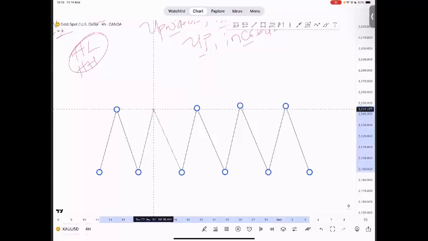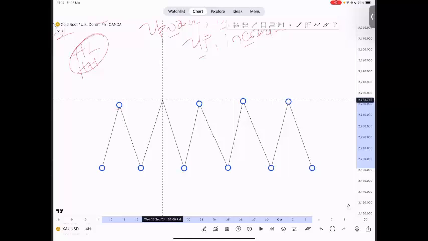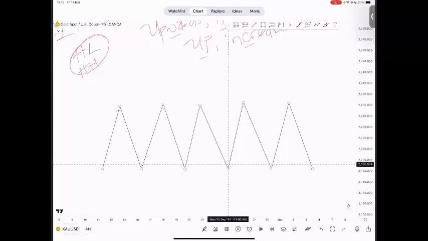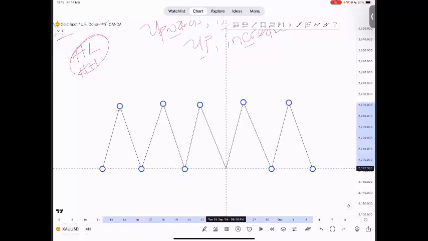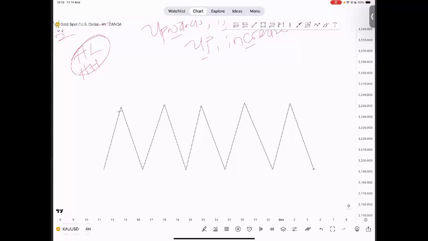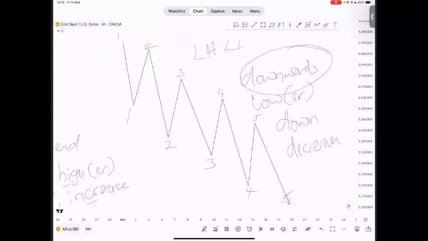And then the last type of market structure, you can see that price is not making new highs above the previous highs. Neither are the new lows going below the previous lows. They are all in similar location. So they're all equal.